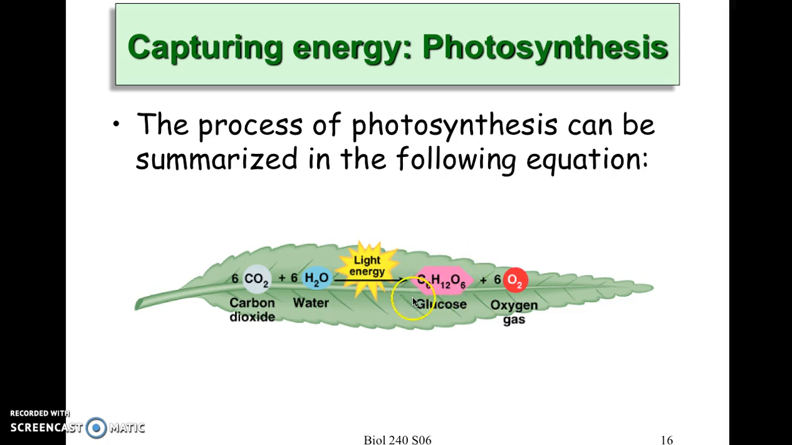And because there's 6 carbons in glucose, it means that on the left side of the equation, on the reactant side, we need to also have 6 carbons. Because there's 12 total hydrogens here, we need 6 water molecules, 6 times 2 is 12. And here, oxygen gas is released as a waste product. Well, both of these have oxygens, so we need to balance the oxygen number on either side of the equation.